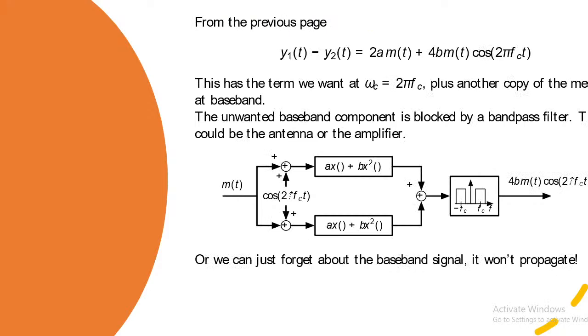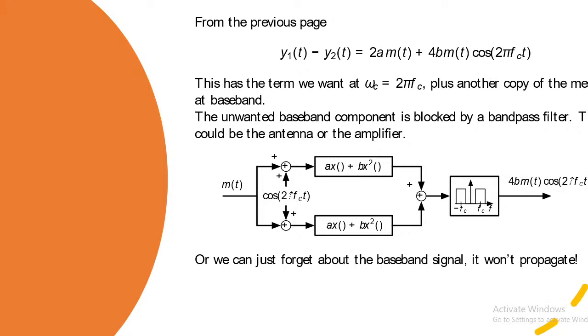From what we just saw, y1(t) − y2(t) = 2a m(t) + 4b m(t) cos(ω_c t). Here ω_c is the angular frequency, equal to 2π f_c. In addition to the carrier term, we have the 2a m(t) term, so another copy of the message signal. Message signal is m(t). So in addition to the carrier signal, there is a baseband copy of the message signal.